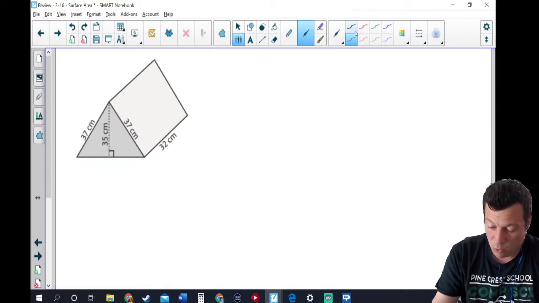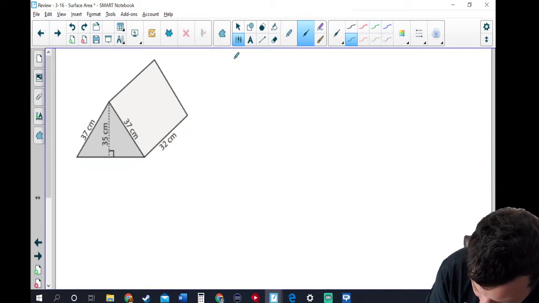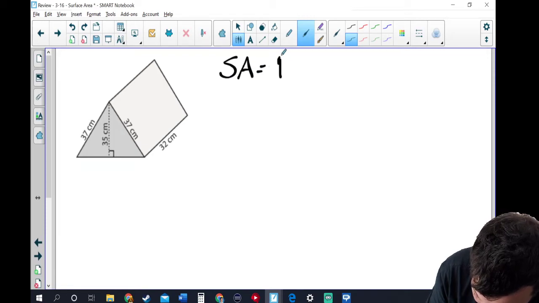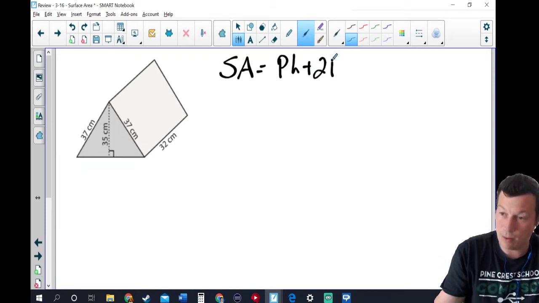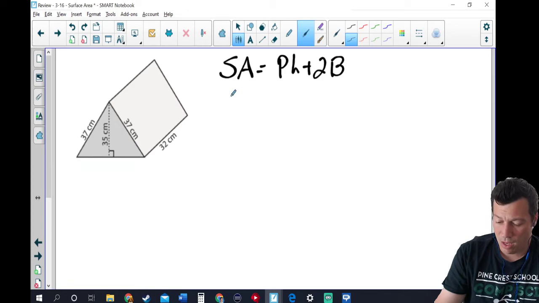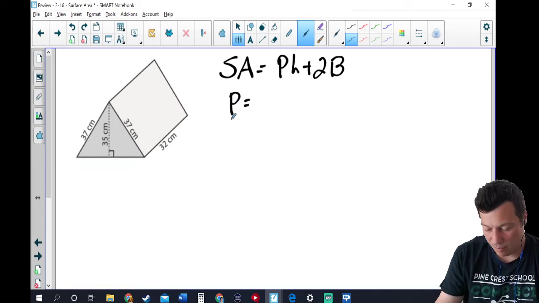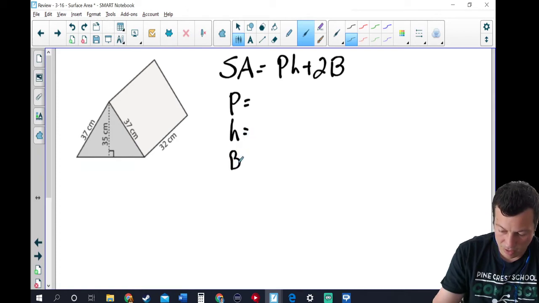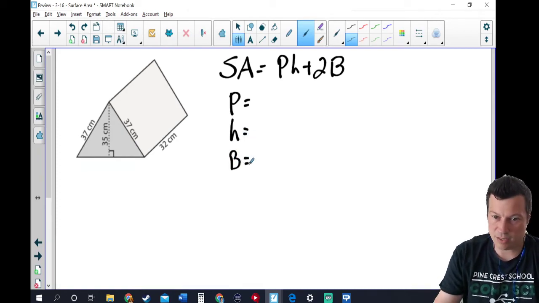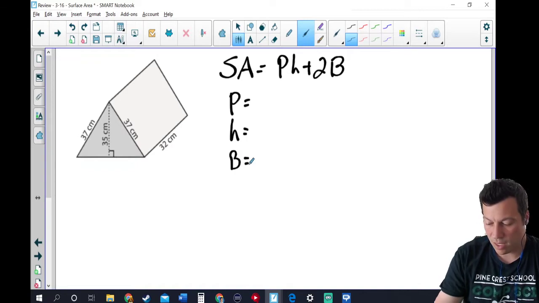Okay, so we'd start with the formula. Always start with the formula. So we have the surface area of any prism, Ph plus 2B. Okay, these are sort of our shopping list here. We need P, we need h, and we need B. This is how I always set it up. If Mr. Greenhut sets it up differently and it works for you, by all means. But we need the perimeter. That's the perimeter of the base.